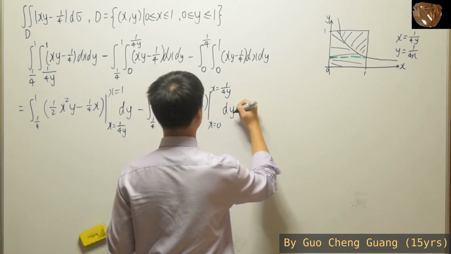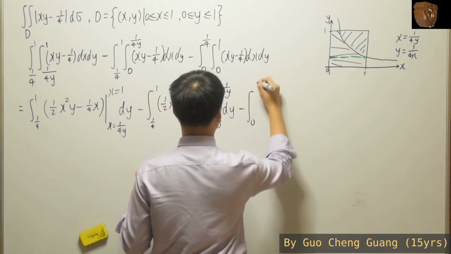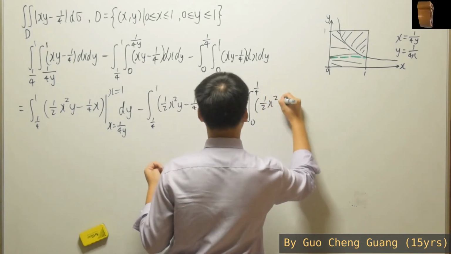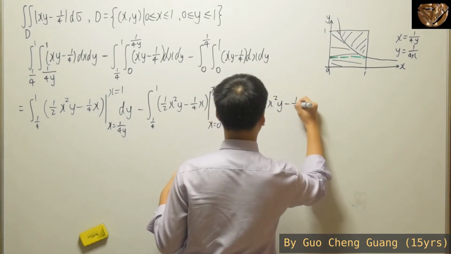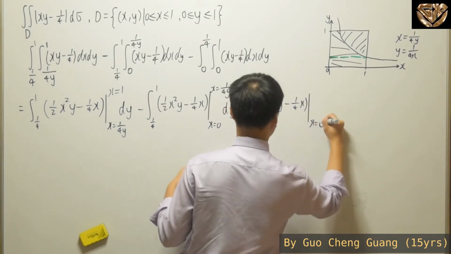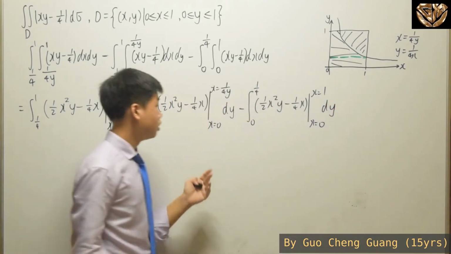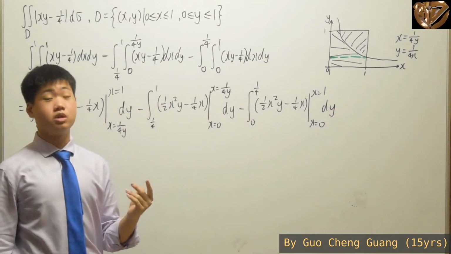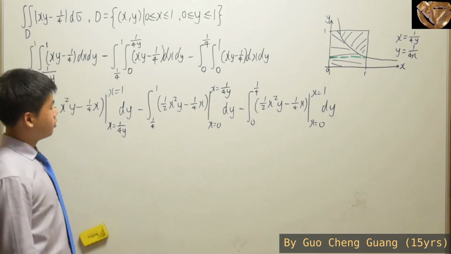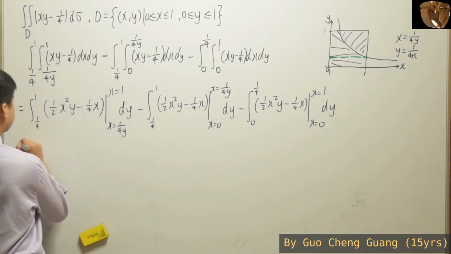Alright, okay, so minus, integrate from 0 to 1 over 4, half x squared y minus 1 over 4 x, substitute in the values x is equal to 0 and x is equal to 1, then dy. Right, so these will be the three parts that we'll take a look at. Now, of course, if you realize the first two terms, you can choose to combine them, you can choose not to, it's up to you.